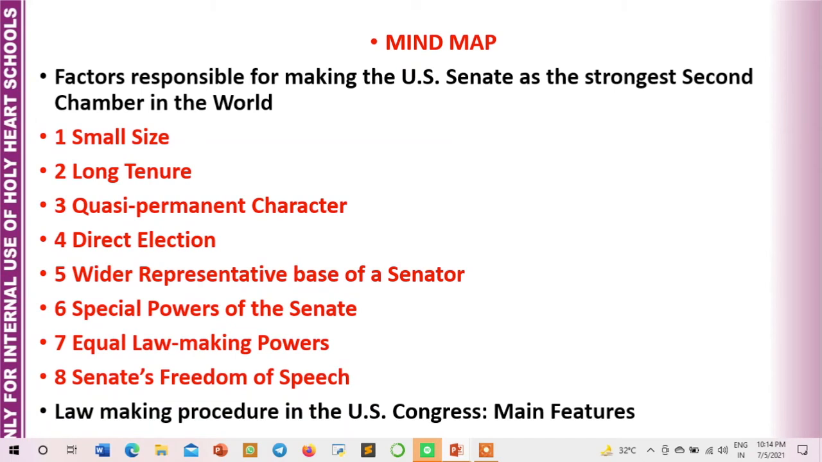Now, the other thing I discussed is the factors responsible for making the US Senate the strongest second chamber in the world. Under this, I discussed 8 points: that's its small size, long tenure, quasi-permanent character, direct election, wider representative base of the senator, special powers of the Senate, equal lawmaking powers, Senate's freedom of speech. And finally, I talked about the lawmaking procedure in the US Congress, its main features.